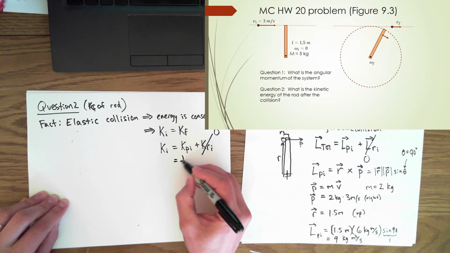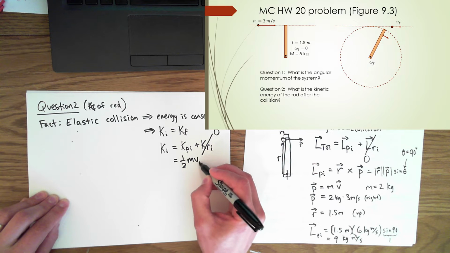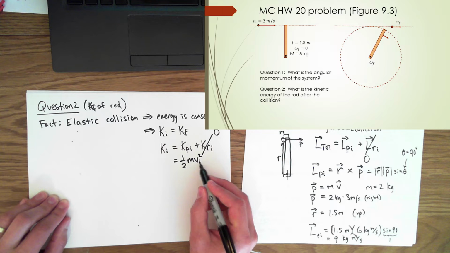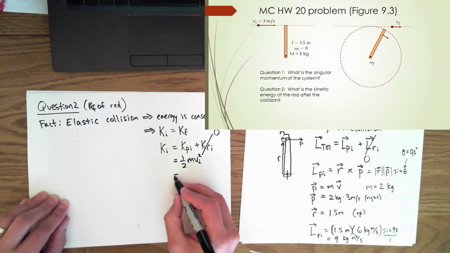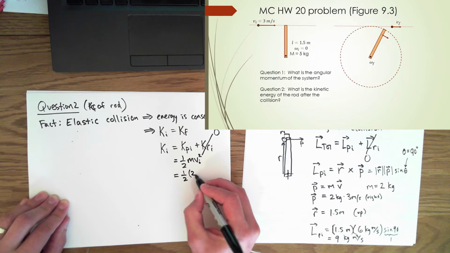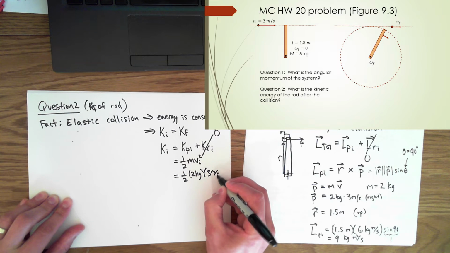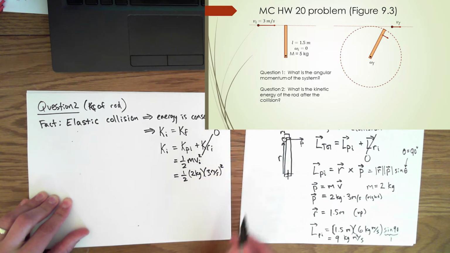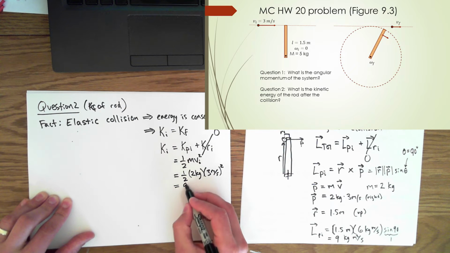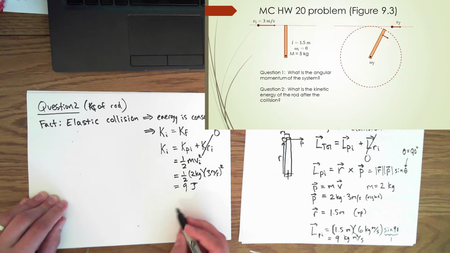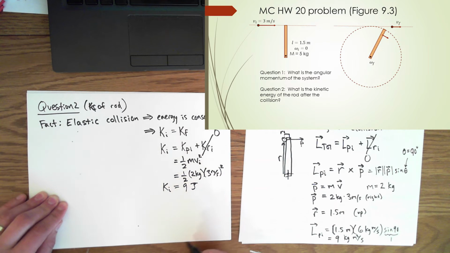And the particle was 1/2 m vi squared. The particle was moving at 3 meters per second. So this is 1/2 times 2 kilograms times 3 meters per second squared. That's equal to 9 joules. Okay, what about K final?